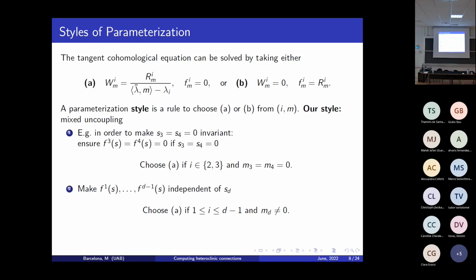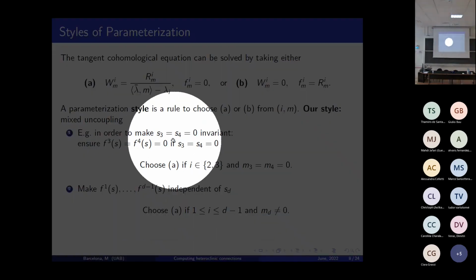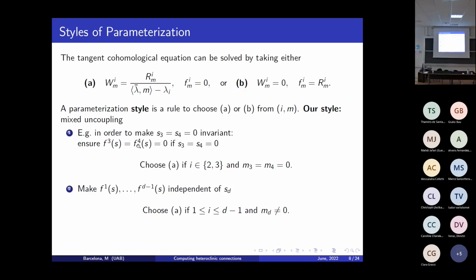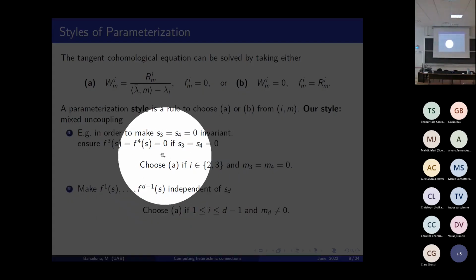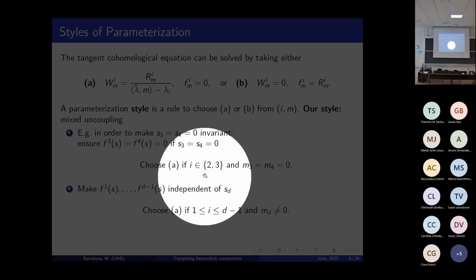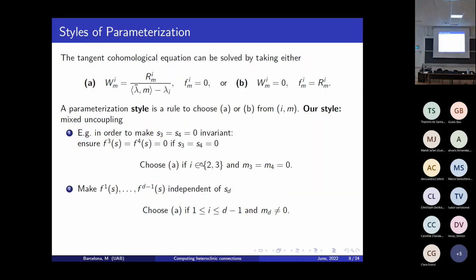For instance, we want that s3 and s4 equal to 0 to be invariant in the reduced space of parameters. So we need to ensure that the third and the fourth component of the vector field are equal to 0 when s3 and s4 are equal to 0. In order to do that, we choose A if i, the component of the vector field, is in 3 or 4 when m3 and m4 are equal to 0. Just to say that this can be done for several indexes, so we can add more conditions to this constraint.